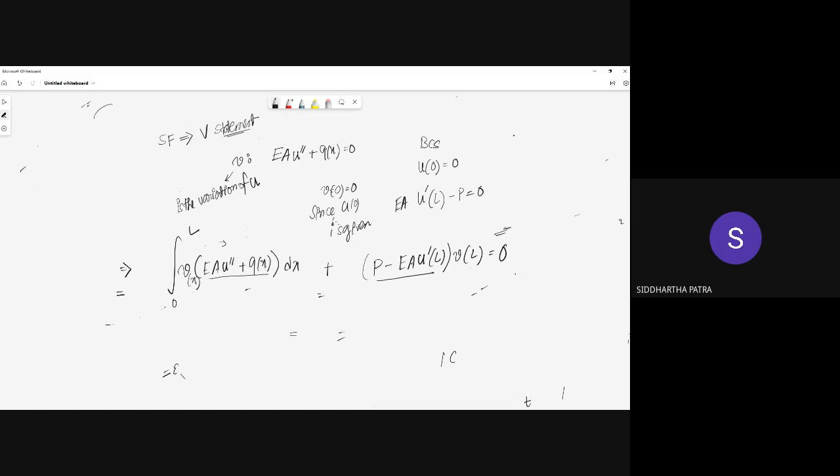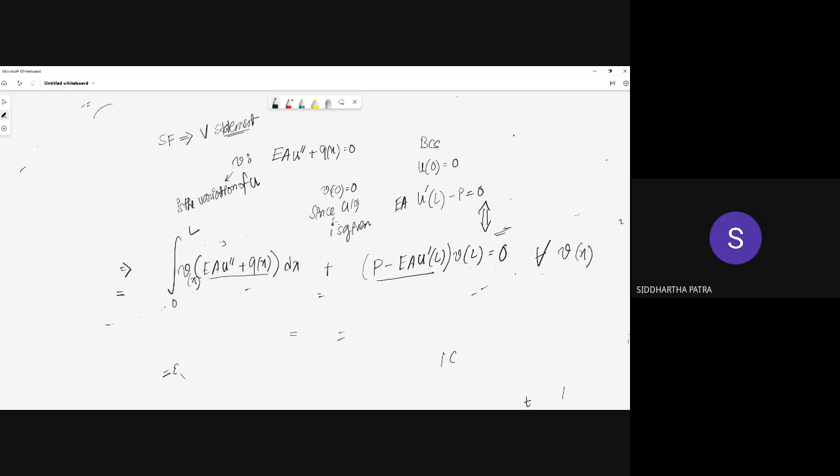Now that's where you need to put the arbitrariness of variation for all v. This should be true for all v of x. And when you do that, these two statements become equivalent. So basically, from top you can go to the bottom line, or from the bottom you can go to the top line. Only when it is true for all variations can you write the above strong form. And when you are writing the weak form from the strong form, do mention the arbitrariness of the variation.